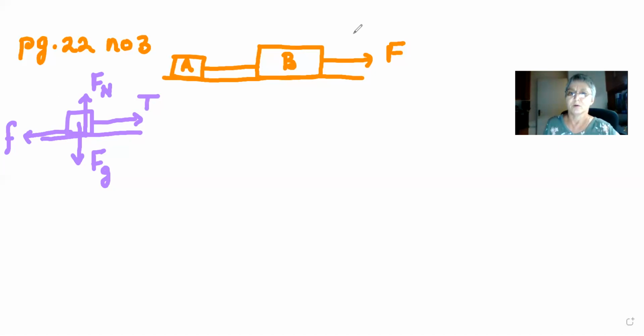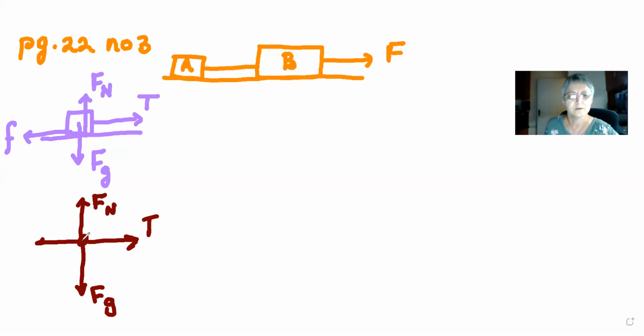To draw the free body diagram, we join all these forces at their tails, and the object A becomes a dot. So this is the Fg tied to the tail of the tension, tied to the tail of the normal force, tied to the tail of friction. This is for object A.